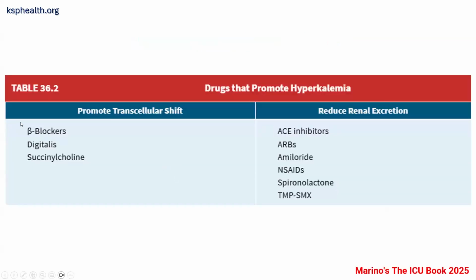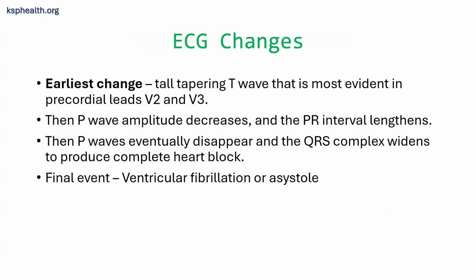The transcellular shift happens in patients on beta blockers, digitalis, and succinylcholine. Reduced renal excretion occurs when you use ACE inhibitors, angiotensin receptor blockers, amiloride, non-steroidal anti-inflammatory drugs, spironolactone, and trimethoprim-sulfamethoxazole.